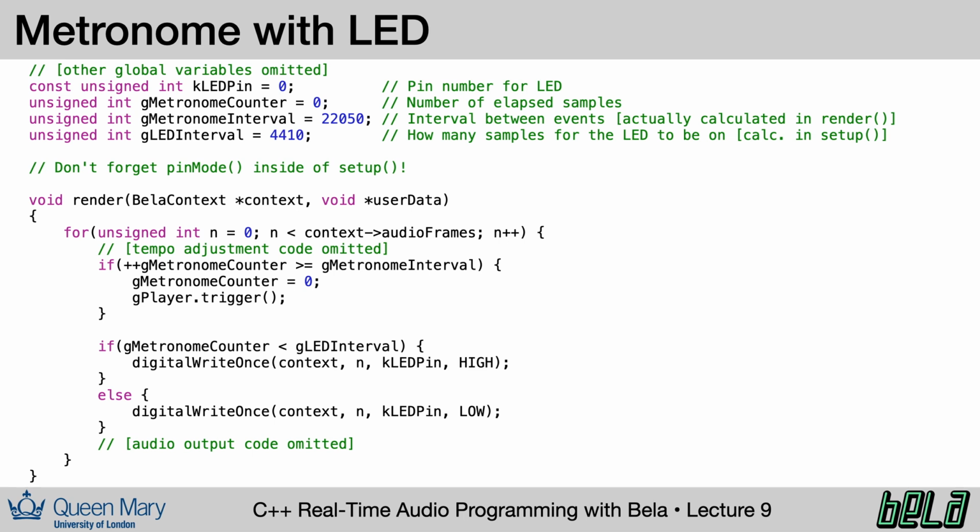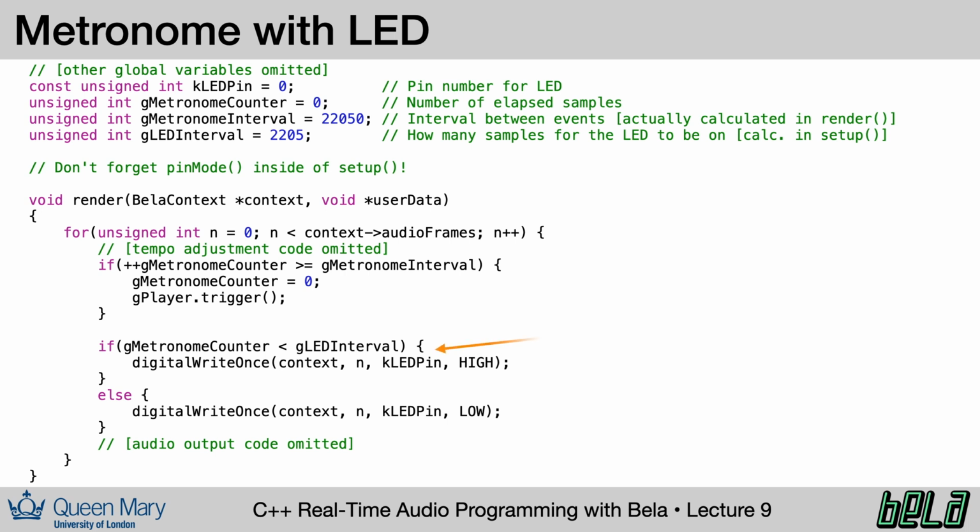As before, we'll start with a condensed overview of the code. We'll declare some variables at the top of the file, including a constant that tells us which pin to use for the LED so that we don't have to remember the magic number down inside of our render code. Remember that we have to set that pin to be an output inside of setup if we want this to work properly. As before, we have the same two variables, gMetronomeCounter and gMetronomeInterval, and a new variable, gLEDInterval, which holds the number of samples for 50 milliseconds.